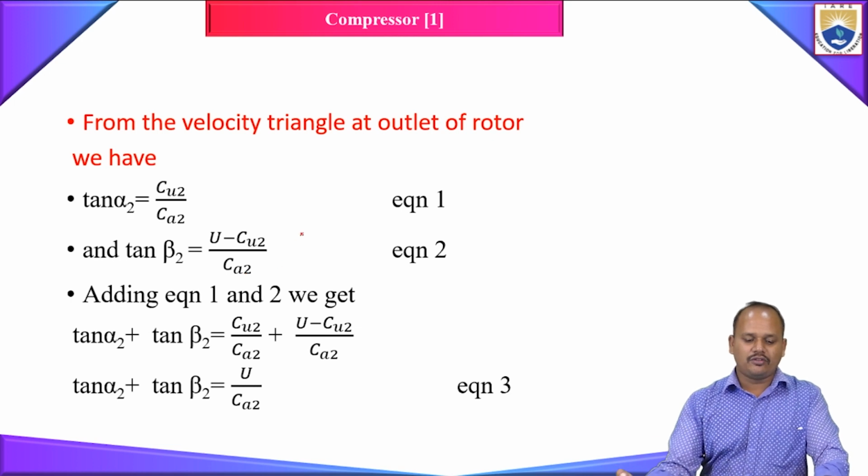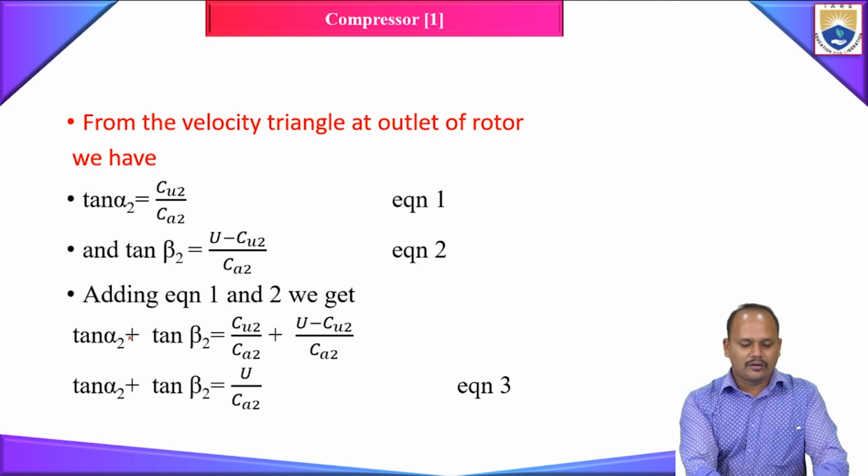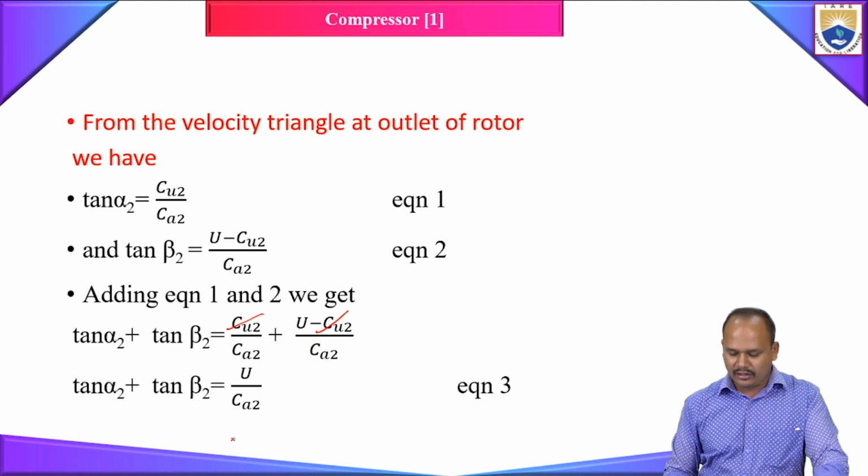So we have just made use of the trigonometric relations. If I add these two, tan alpha 2 plus tan beta 2 will be Cu2 by Ca2 plus U minus Cu2 by Ca2. The Cu2 and the Cu2 will cancel out. You will be left with tan alpha 2 plus tan beta 2 equal to U by Ca2.